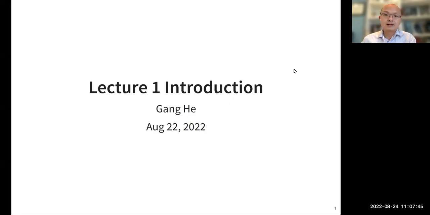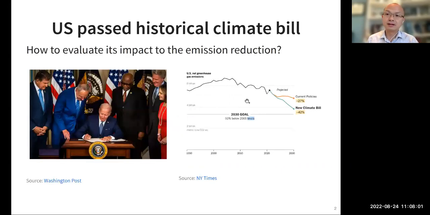So this is a class for energy system modeling or energy systems analysis. Why are we doing that? I hope to start from a recent example. The US passed a historic climate bill, the Inflation Reduction Act, or IRA. As you can see here, Biden signed the historic bill into law.